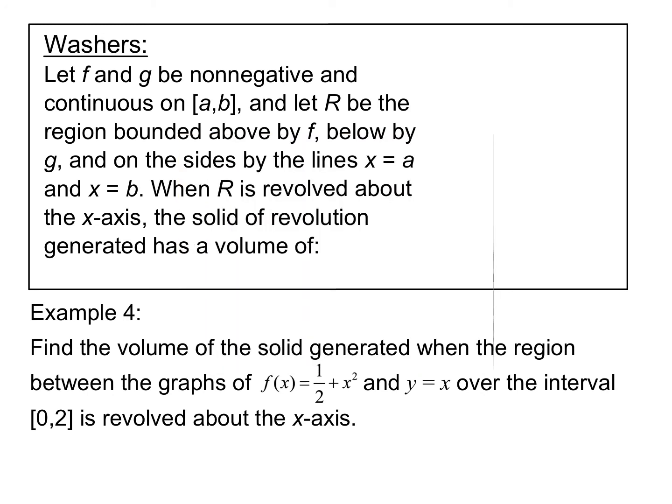A washer is basically a disc, but with a hole in it. Now how does this happen? Let's see. Let F and G be non-negative and continuous on A to B, and let R be the region bounded above by F and below by G. And so here's how it would look.